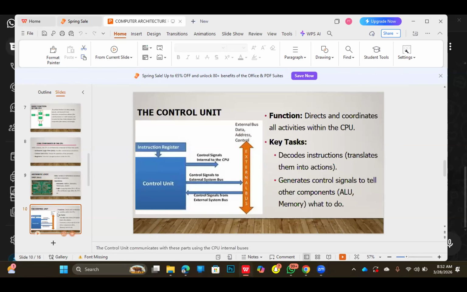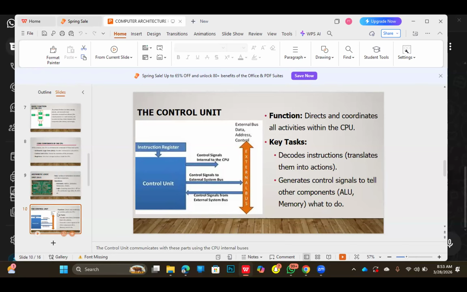So we have the control units. We showed within the diagram for the CPU where we had the control unit, and in the previous slides where we had the output and input. When it comes to the control unit, what it does in the CPU is that it directs and coordinates all activities within the CPU.